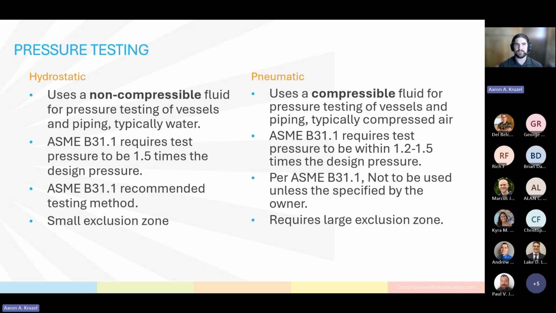Hydrostatic uses a non-compressible fluid and usually about 1.5, I think it's exactly 1.5 times the design pressure according to ASME standards. So with this, you have a small exclusion zone. Usually water is the media used, and it's a pretty standard process. It's the typically recommended method by ASME.